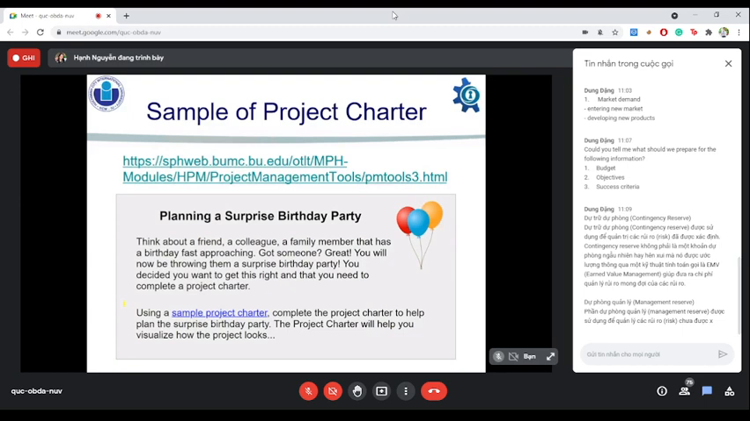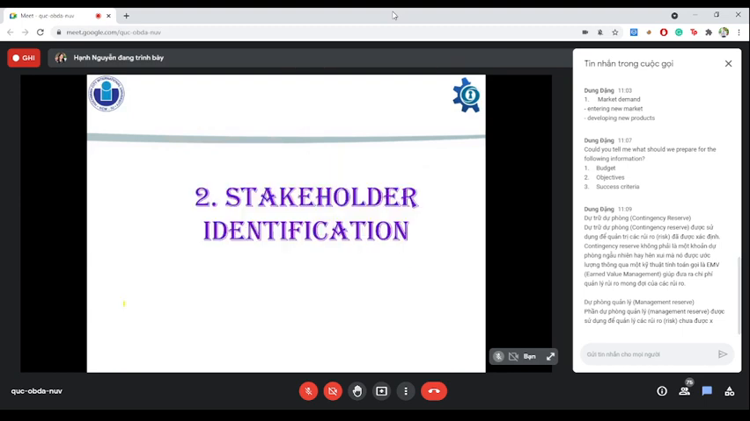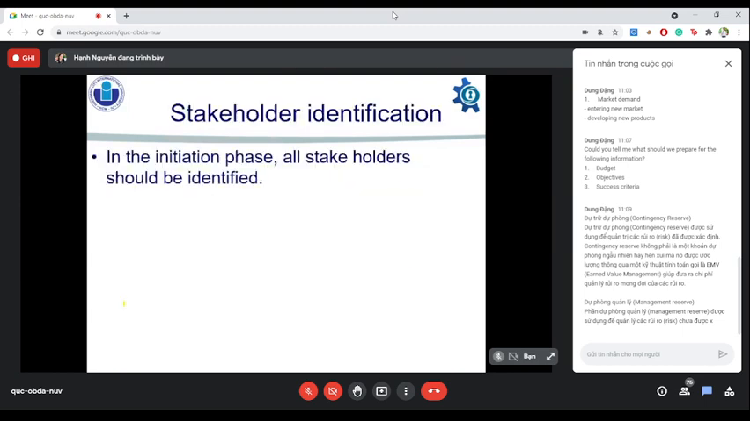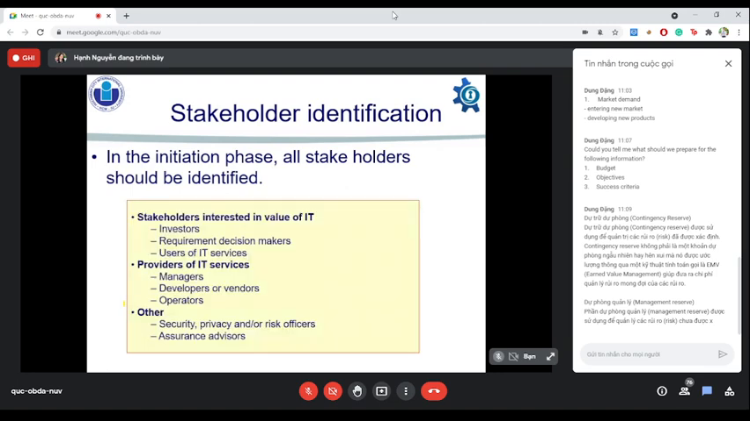And next slide, I want to show you the next phase in the initiation and how to identify the stakeholders. Because this one is quite broad, I give you a very prominent example in IT. So there are three main parts. First, who is interested in the value of IT? Either an investor, like the director who wants to improve the management information of the IT, so they want to invest in it.